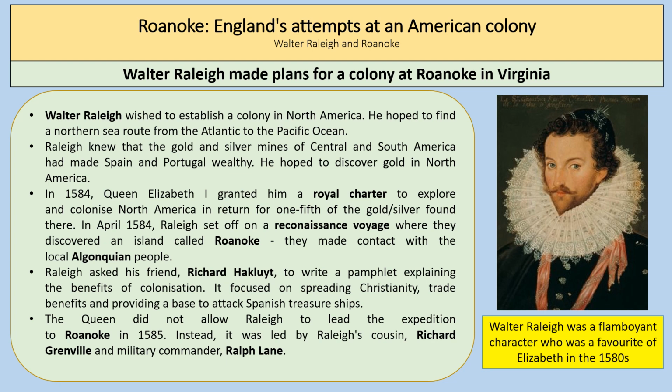In April 1584, Raleigh set off on a reconnaissance voyage where they discovered an island called Roanoke. They made contact with local Algonquin people. Now Raleigh asked his friend Richard Hakluyt to write a pamphlet explaining the benefits of colonisation. It focused on spreading Christianity, trade benefits and providing a base to attack Spanish treasure ships. The Queen did not allow Raleigh to lead the expedition to Roanoke in 1585. Instead, it was led by Raleigh's cousin Richard Grenville and military commander Ralph Lane.